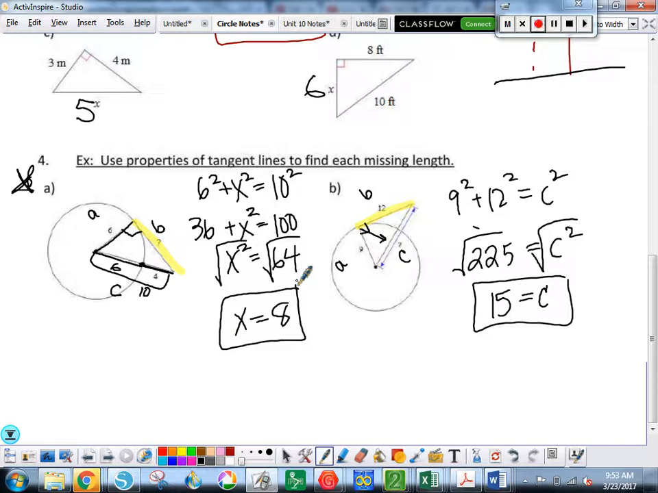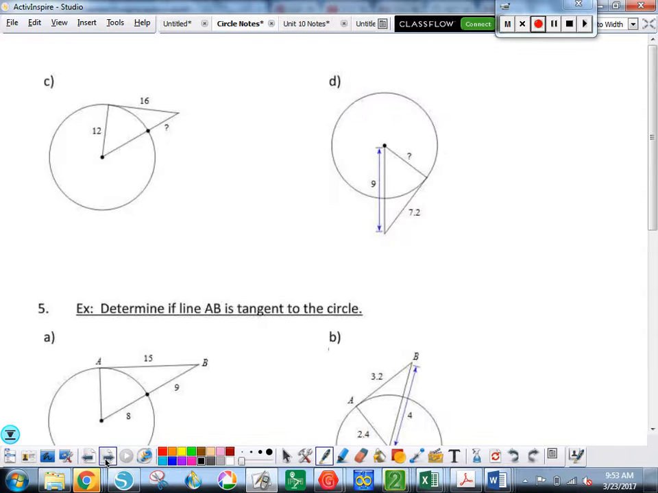What questions do you have? Ready to try one on your own? Okay, flip to the next page, try the top one on your own. I lied. Try part C. D. David, Dog, Daniel, try part D.